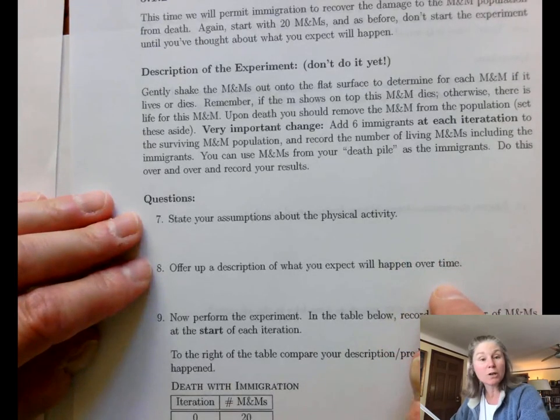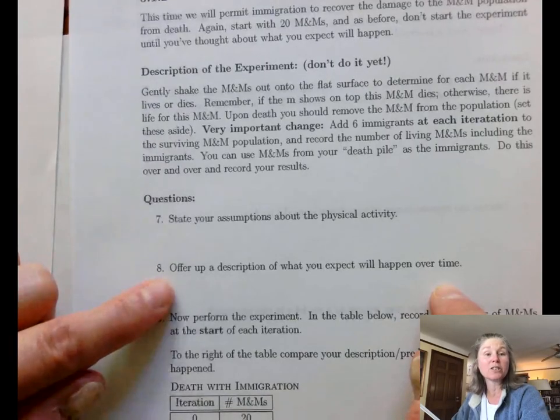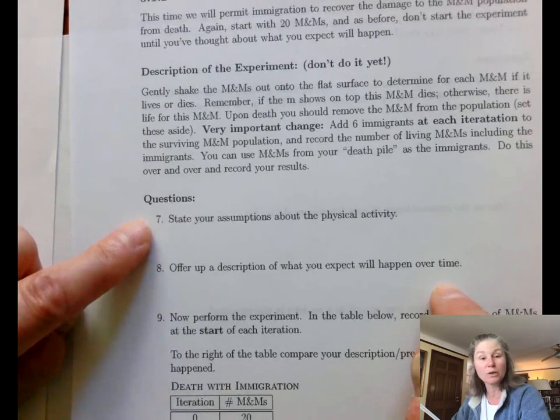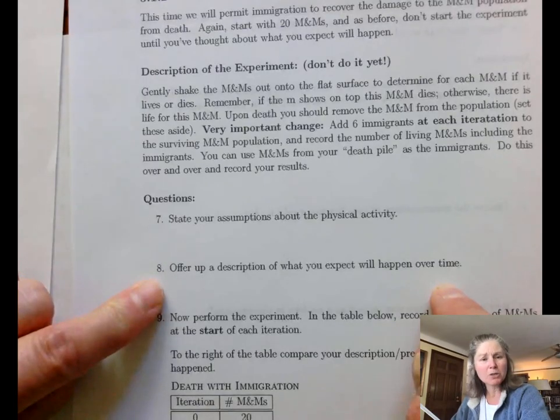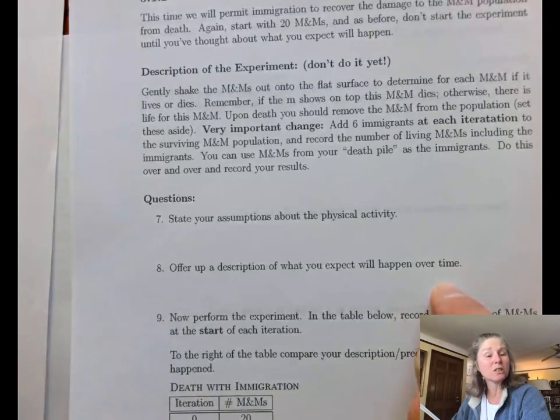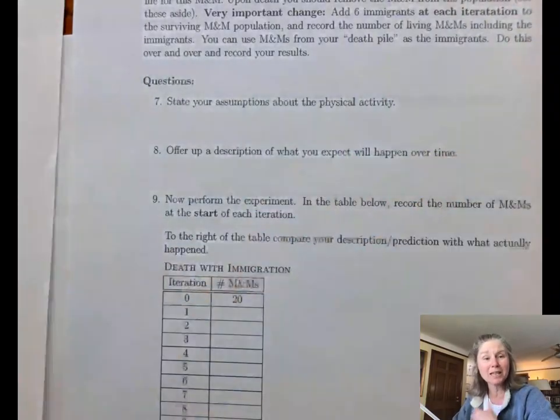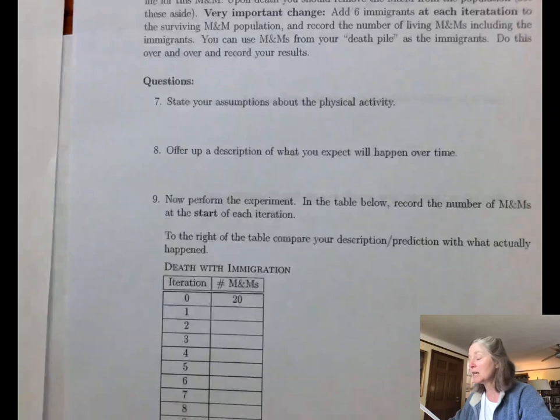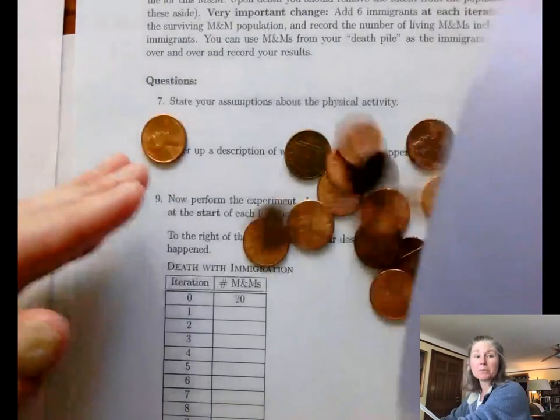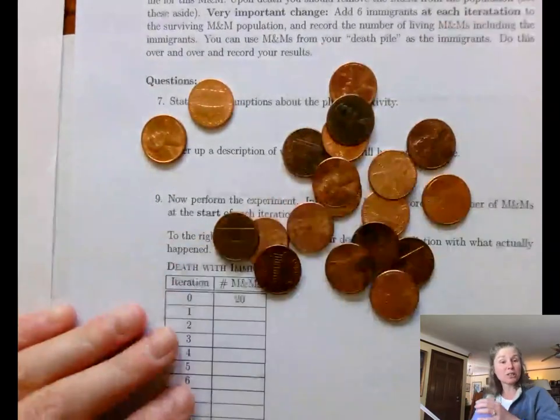So once again, we're asked to state our assumptions about this physical activity and to offer a description as to what we think is going to happen over time. Our assumptions are very similar to what we had before. The description is different. What do you think is going to happen? I would encourage you to think about what you think is going to happen with these M&Ms, or in my case, the pennies for this model. Now we're going to actually perform the experiment. I'm just going to show you what this looks like.